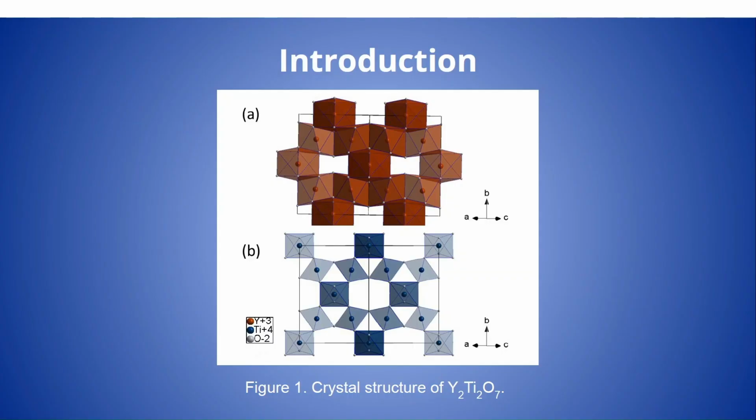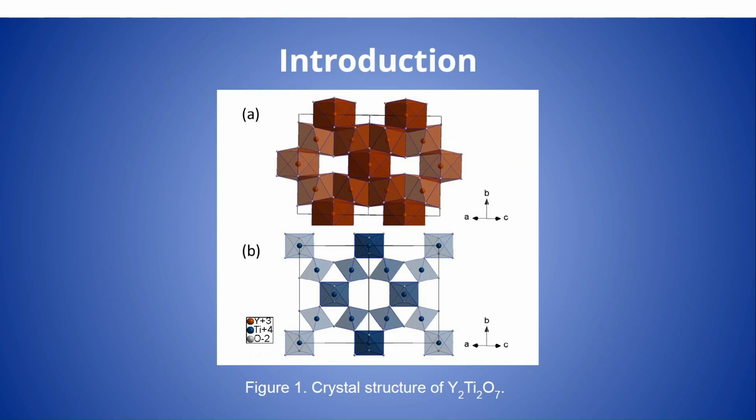Pyrochlore oxides with general formula Y2-V2-xZnx are an exciting group of compounds that exhibit a wide variety of physical and chemical properties. The crystal structure of pyrochlores can be considered as an interpenetration of A and V three-dimensional networks of corner-sharing tetrahedra, as shown in Figure 1.